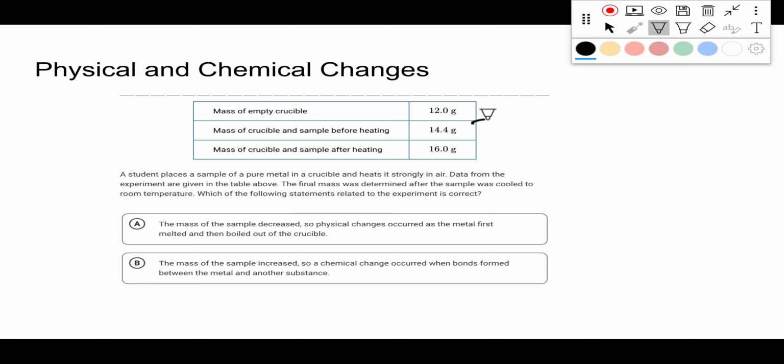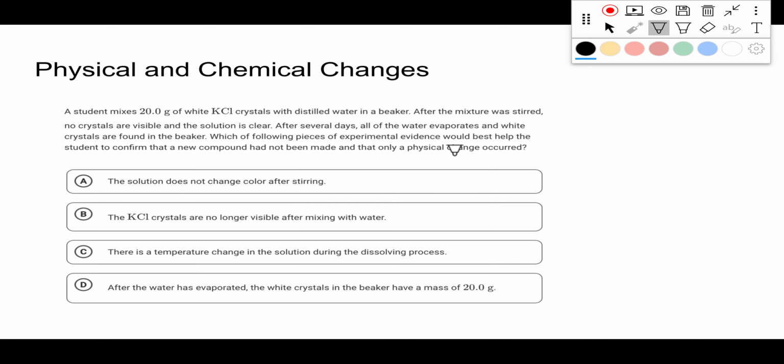So we can see that from here to here, the mass increased, and so it is going to be the mass increased, not the mass decreased. And it is a chemical change because in order for the mass to change, that means it made a new compound. This is like my example with iron a minute ago. If we heat certain metals in air, they form a metal oxide. And when they bond with that oxygen, it is going to increase their mass.